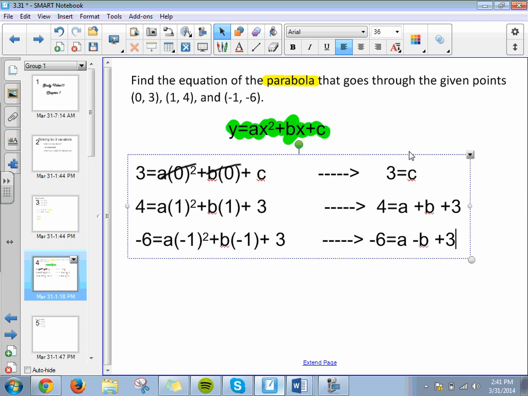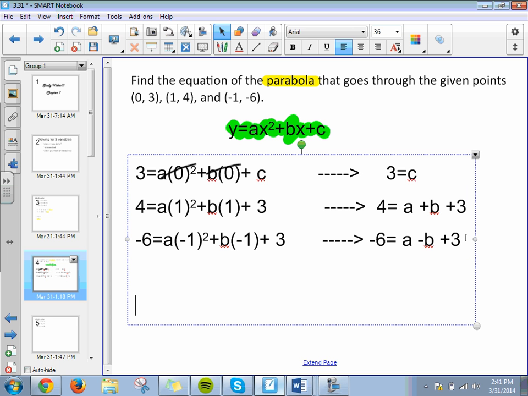So the trick with this one then is we've got two equations with two variables, and we want to get it down to one equation with one variable. These b's, nice enough, will cancel out for us. And when we add them together then, which we can do, we'll be left with negative 2 equals 2a plus 6.